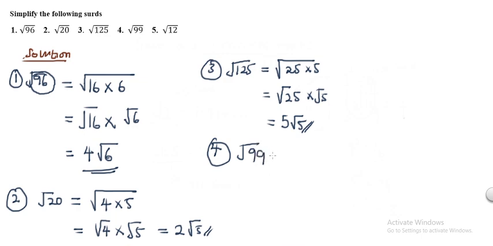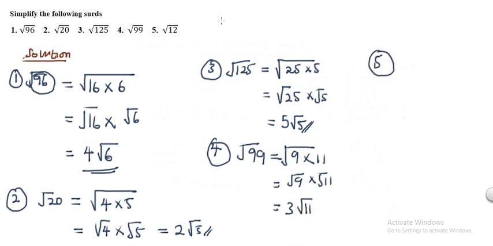We should break this down. It becomes square root of 9 times 11. So this is equal to square root of 9 times square root of 11. And then here we have square root of 9 is 3, times square root of 11. This is a surd, so we leave it at this.